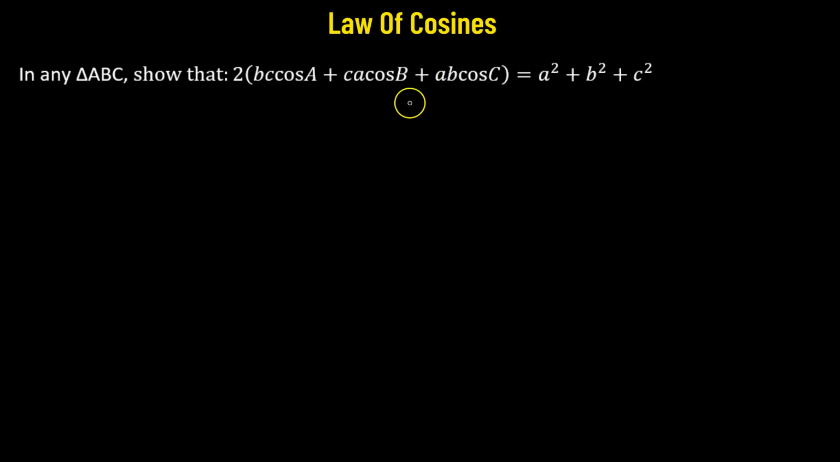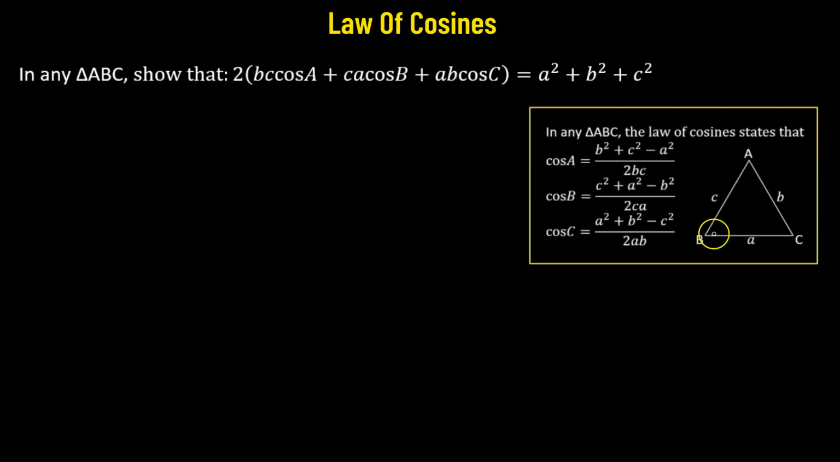So here we have a triangle ABC and we need to show that the given trigonometric equation is true. Let us begin. First, we will state the law of cosines because that will be used to prove the following. So let's consider a triangle ABC, an acute angle triangle with vertices A, B and C.